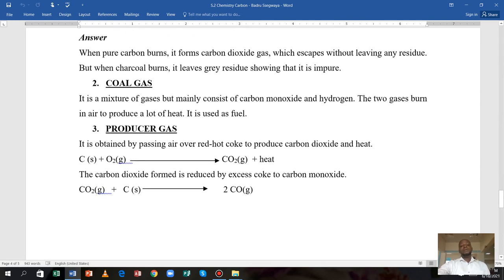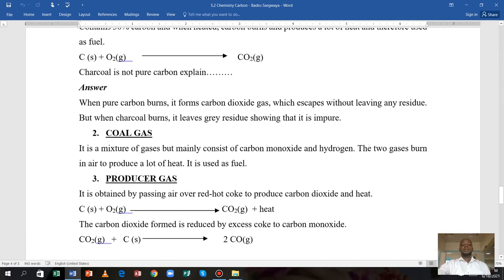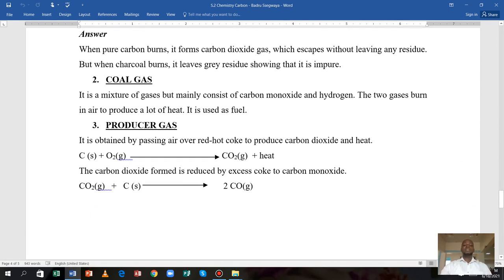Other uses of carbon. Carbon can be used to produce coal gas, can also be used to produce producer gas and water gas. To be precise, water gas is made when steam is passed over red hot coke or carbon, producing a mixture of carbon monoxide gas and hydrogen gas. These gases readily burn, producing a lot of heat. Therefore, water gas is used as a fuel.